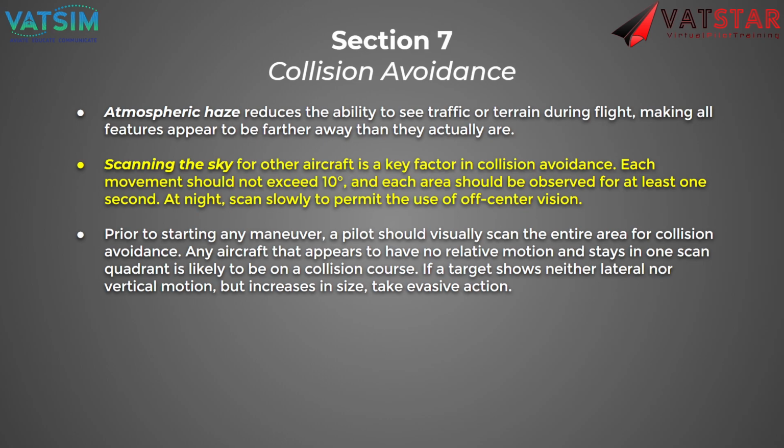Any aircraft that you see in the sky that doesn't appear to be moving is on a collision course with you. If you look at an airplane out the window and you're like, hey, that doesn't look like it's moving, it means you're about to hit it. If it shows no relative movement, again, it could be on a collision course with you. If it shows no lateral or vertical motion, but increases in size, make sure you take evasive action. And that's why it's important to scan before you begin a maneuver.